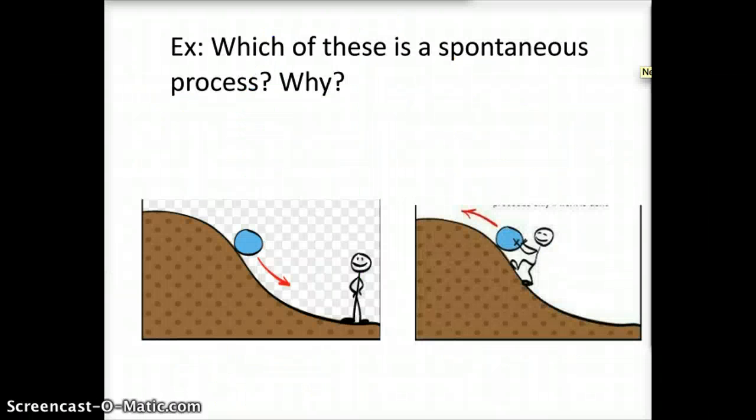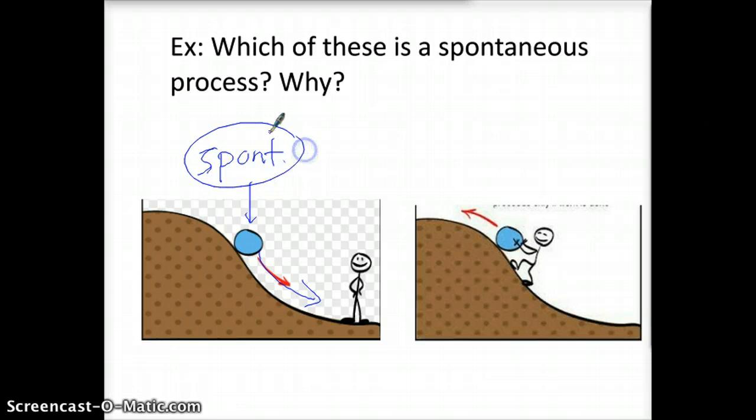So if you look at these two examples here, you have a rock on a hill. The question is, which of these is a spontaneous process and why? Well, the rock just being on the hill, if you just let it go, it's going to fall down. It's not going to require any outside assistance. So this would be a spontaneous process because it does not require outside assistance.